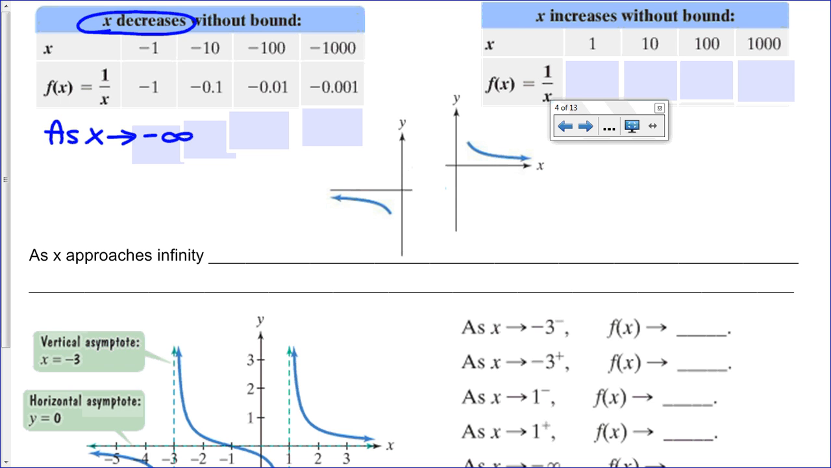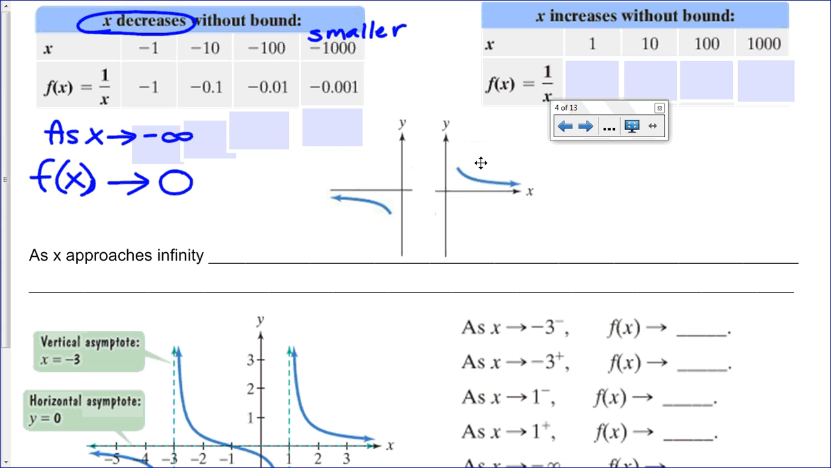those numbers are getting smaller, right? What number are the function values getting closer to? Negative 0? Zero. So they're getting closer to 0. And that's why we're going to go over something called the horizontal asymptote. And it will be that one.